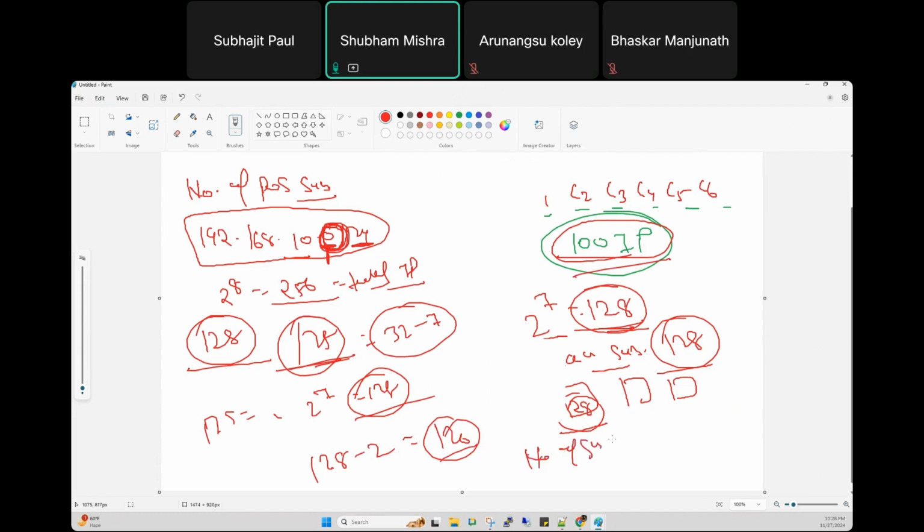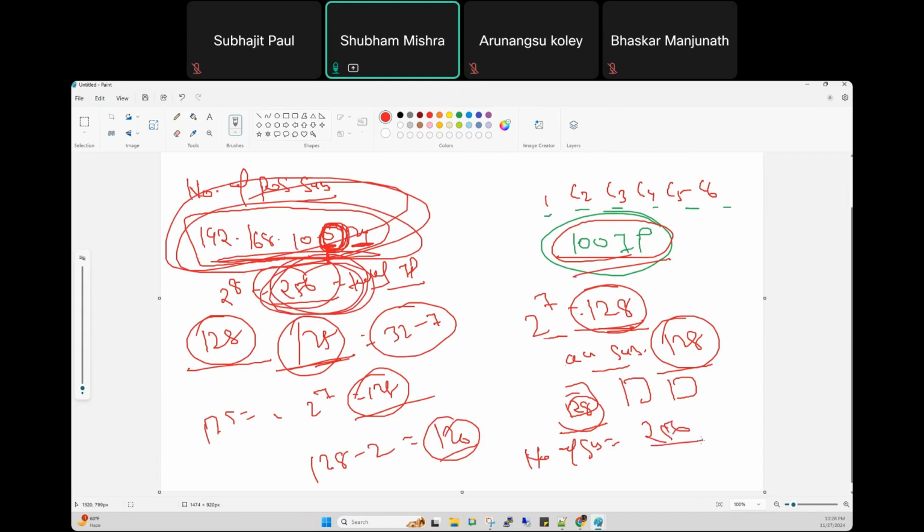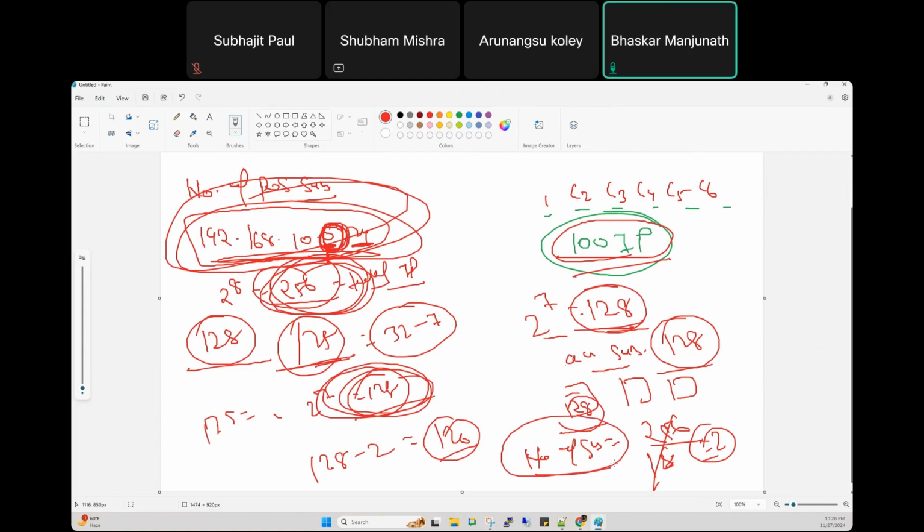Now, the number of subnets. How can you calculate the number of networks? Total number of addresses possible here is 256. And what is the block size? In each block you need 128. So when you divide, how much value will you get? 2. It means only 2 subnets are possible with 128 IP addresses.